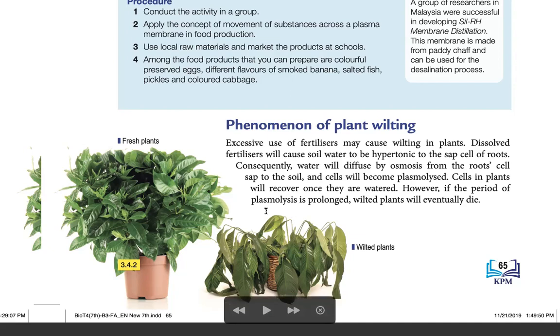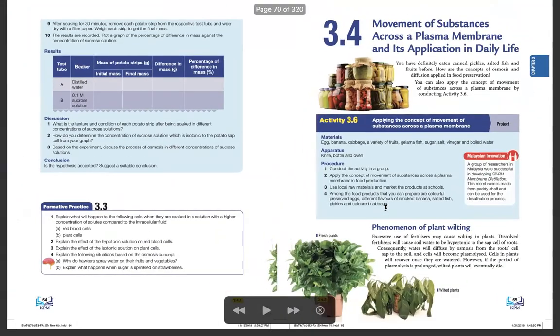However, if the period of plasmolysis is prolonged, the wilted plant will eventually die. Tapi kalau awak tak treat dia dengan air, okay, dia akan matilah. Okay, the next one.